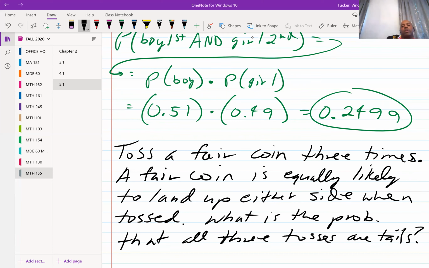All right, so toss a fair coin three times. A fair coin is equally likely to land up either side when tossed. What is the probability that all three tosses are tails?